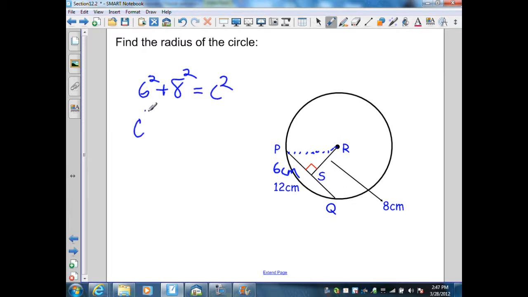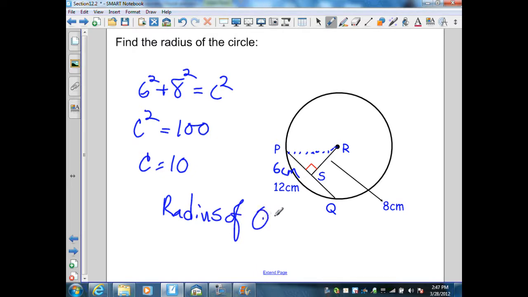That gives me C squared equal to 36 plus 64 equals 100. The square root of both sides, C, equals 10. Therefore, the radius of circle R is equal to 10 centimeters.